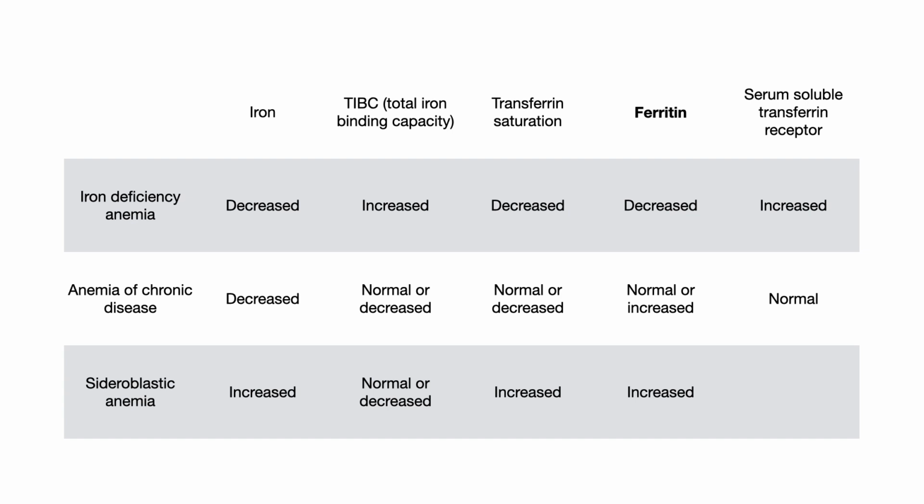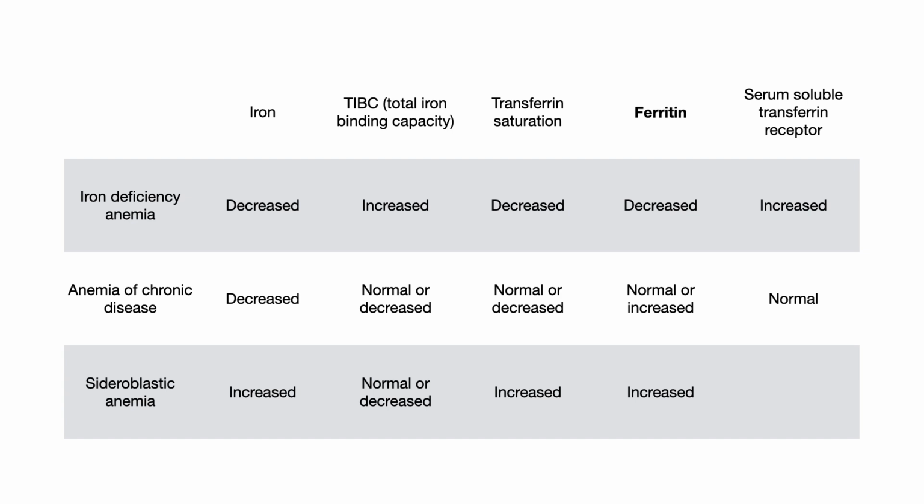So anemia of chronic disease, I've seen anemia of chronic disease and anemia of chronic inflammation, but very similar. So the iron will actually be decreased just like in iron deficiency anemia, but the total iron binding capacity is actually normal or decreased. Opposite of iron deficiency anemia. Transferrin saturation is normal or decreased, and the ferritin is actually normal or increased. So in anemia of chronic disease, they have the iron, they just can't use it effectively.